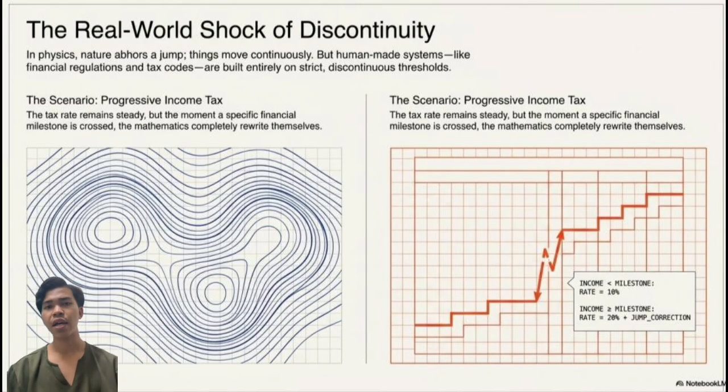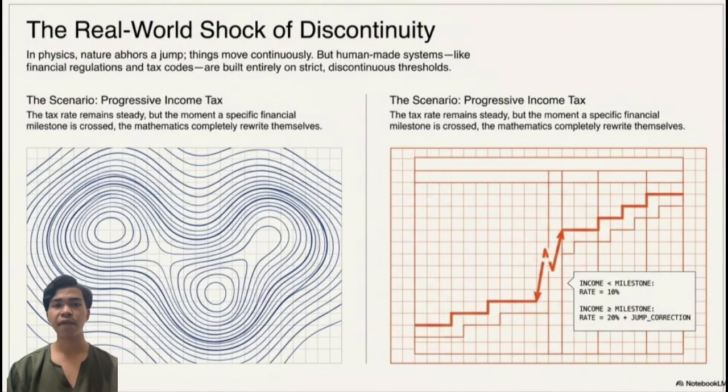If you look at the visual comparison here, the left side shows a smooth organic flow, but on the right we see the reality of a progressive income tax system. In this scenario, the tax rate remains steady for a while, but the moment you cross a specific financial milestone, the underlying mathematics completely rewrite themselves.